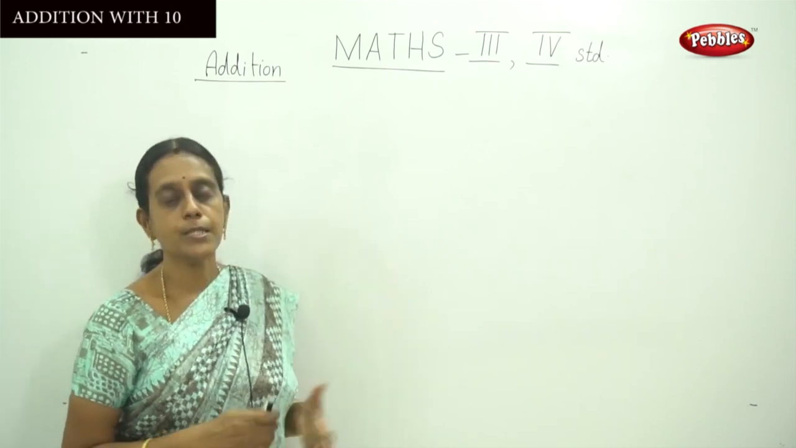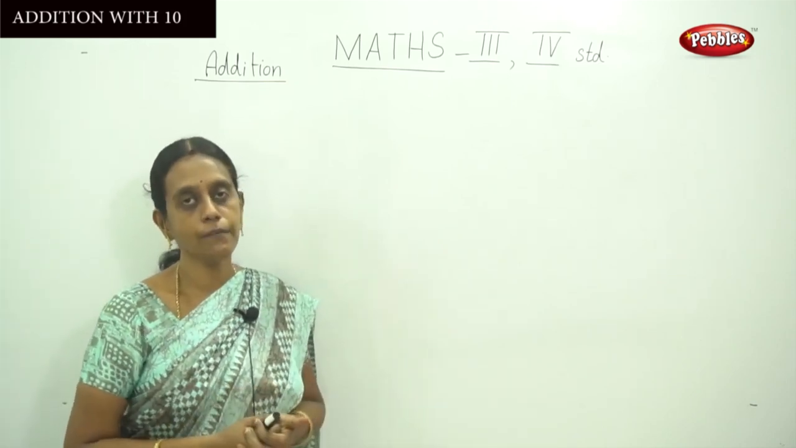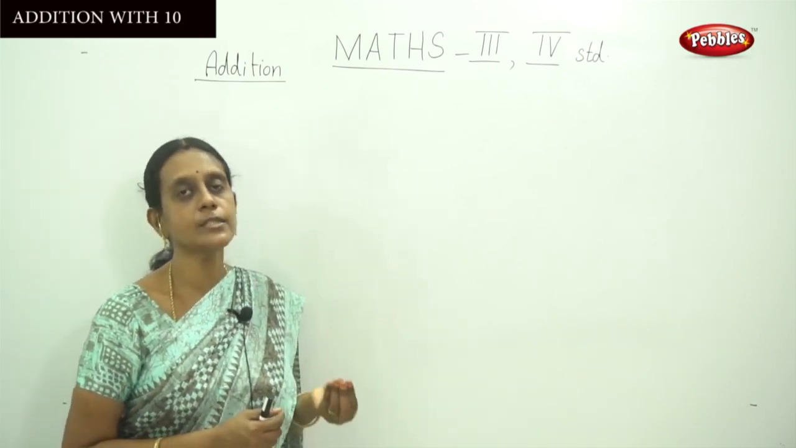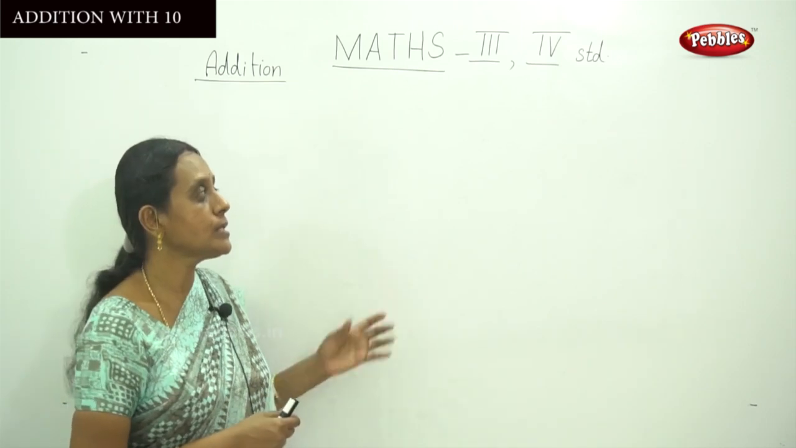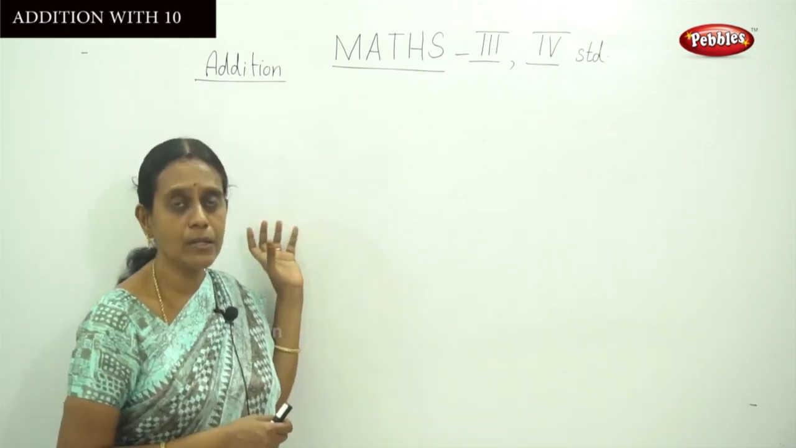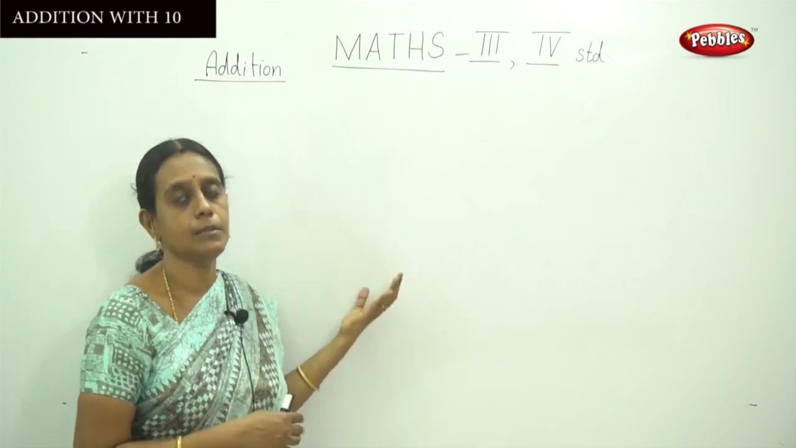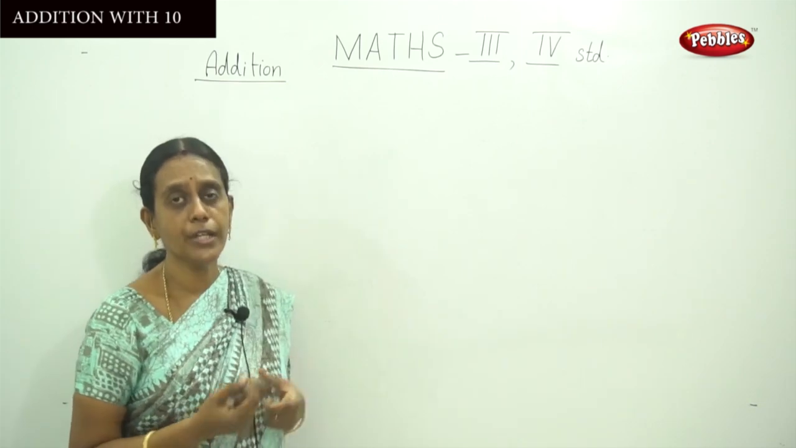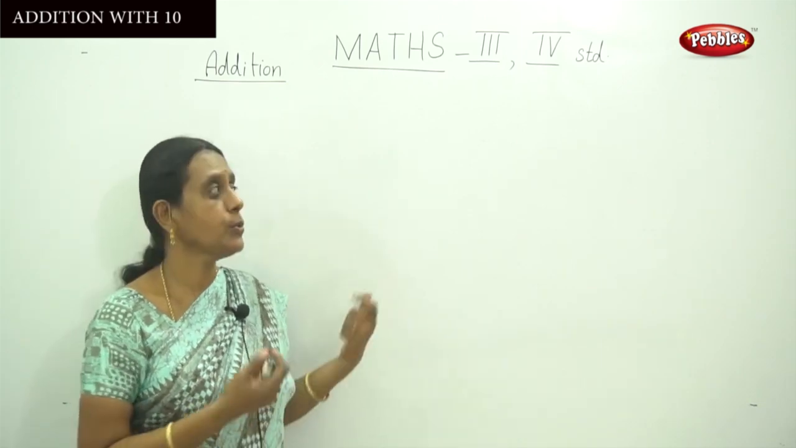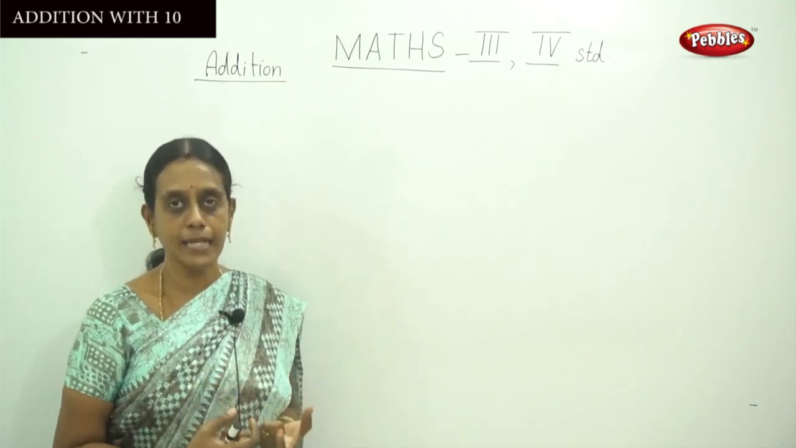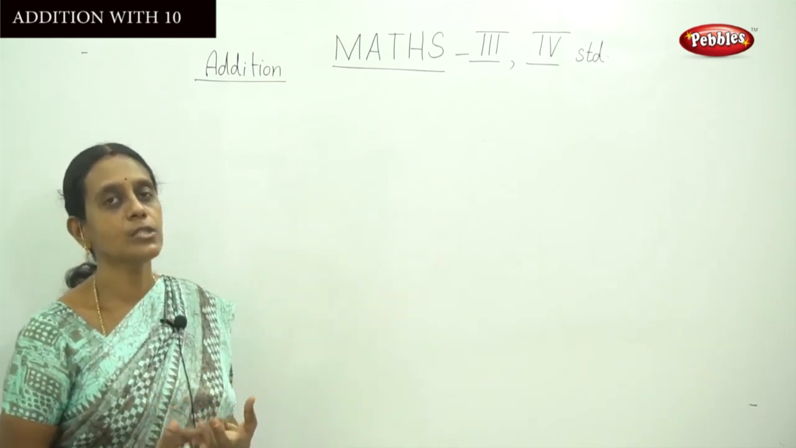Dear viewers, next we move on to the addition of simple numbers with tens, hundreds and thousands. This is another way of doing mental maths, that is, you can calculate these numbers in your mind itself. No need for paper and pen. How to do this, I will explain to you. That is simple addition with tens, hundreds and thousands.